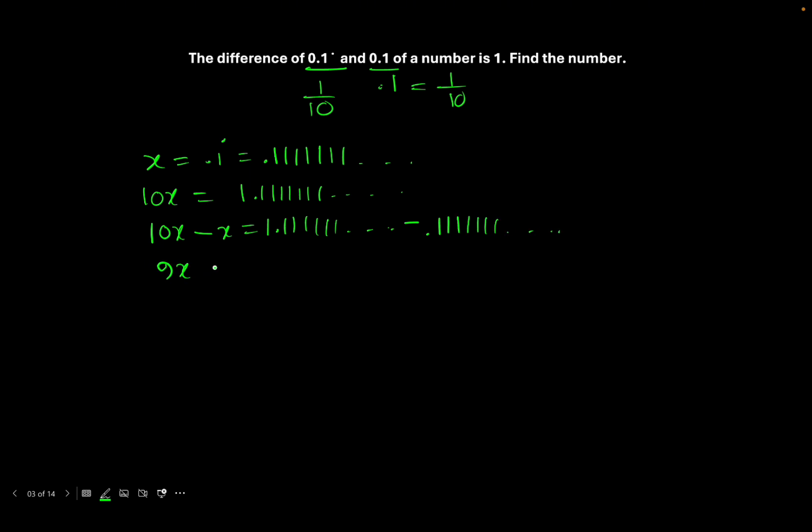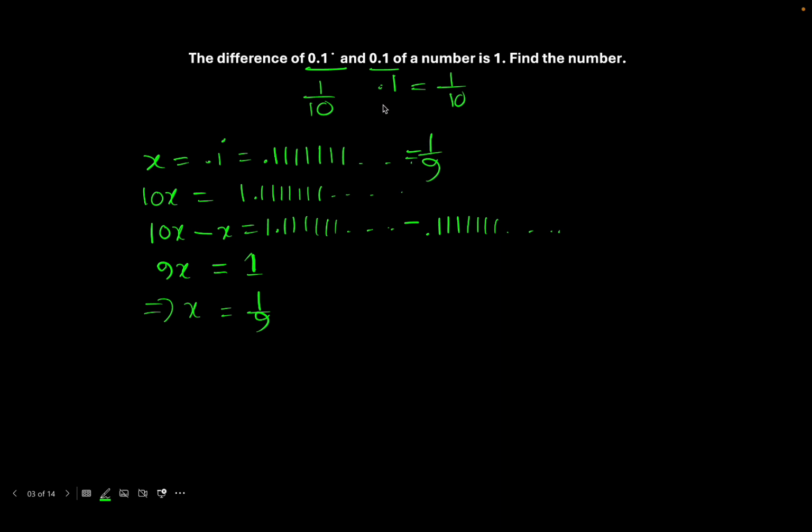So it will be 9x is equal to what? It will be 1, because it will be subtracted from this number. So we'll write x is equal to 1 by 9. So we can see that 0.1 recurring is equal to 1 by 9. So there is a difference.